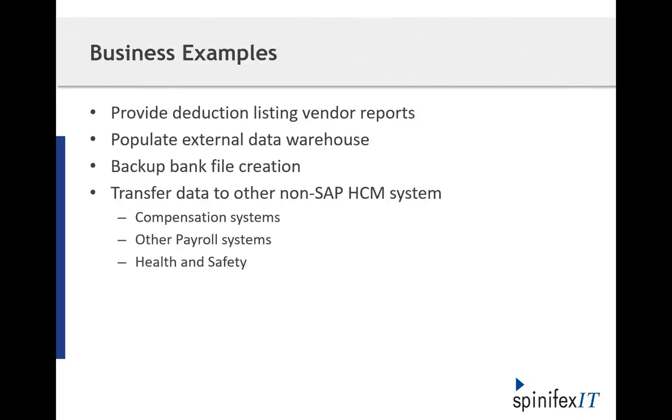So some examples that we've seen customers using the interface functionality for. The one that I mention a lot is the vendor option. You're providing some listing information to your vendors. You might be populating an external data warehouse. We've certainly seen customers use the functionality to populate SAP BW, but you may not be quite at that level. You may be even just using an Access database, for example, that you need to bring some data into. We've also looked at creating a backup to be able to create a bank file using Easy Reporter. That's an option as well.